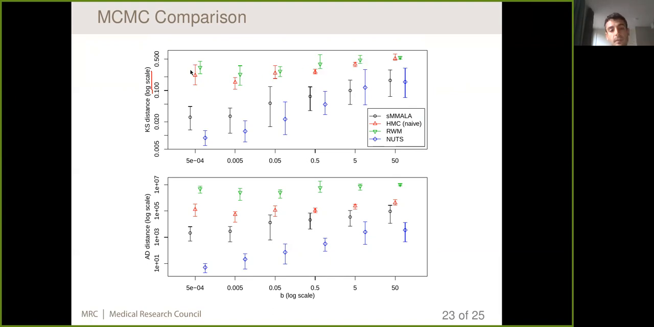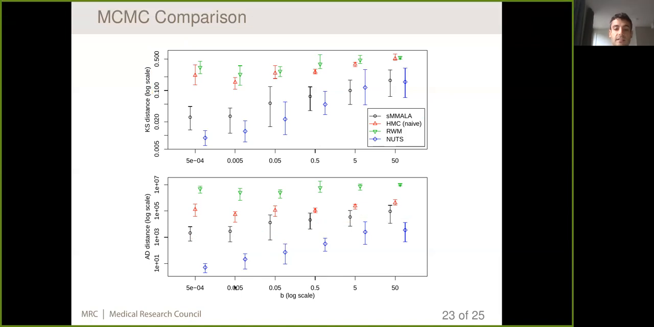And this is according to the Kolmogorov-Smirnov distance. While according to the Anderson-Darling distance, naively tuned HMC explores the tails of the distribution slightly better than the random walk Metropolis, but still not quite as well as it should. Once again, in this example, the simplified manifold MALA does exactly as expected.